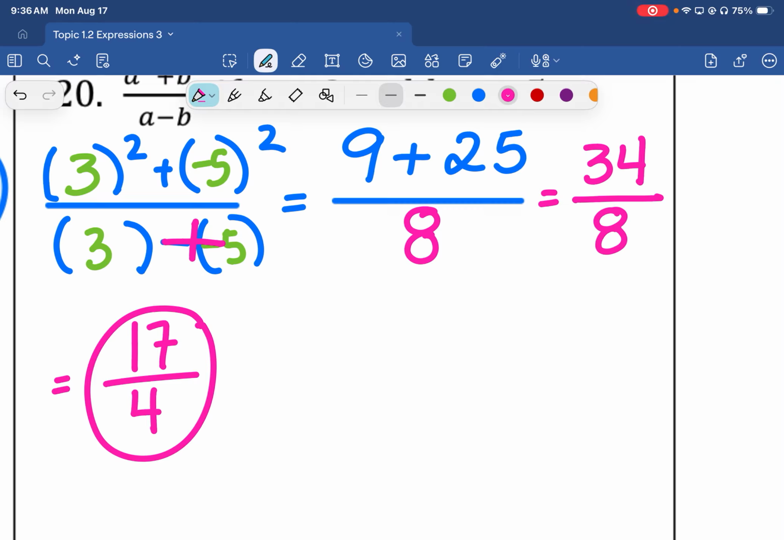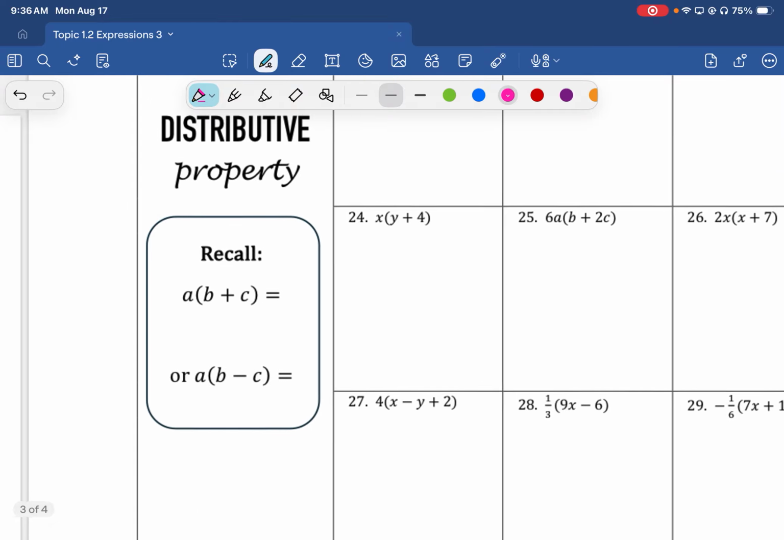All right. Now, we are going to spend the rest of class today refreshing the distributive property. The distributive property is a tool for us to do what? Distribute. When we distribute, what operation is happening? Multiplication. So we're going to start with this little section right here.